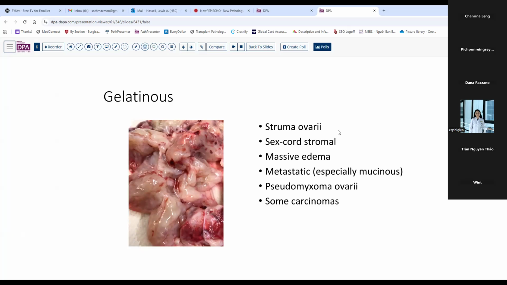This can be seen again with a variety of significant tumors. The struma ovarii and sex cord stromal tumors certainly can have this appearance. Metastatic mucinous tumors, pseudomyxoma, and also massive edema, which is a benign condition that presents as a large ovarian mass, sometimes in young or middle-aged women, and can be quite deceptive clinically in terms of suspicion for malignancy. And then some carcinomas obviously can have this appearance as well.